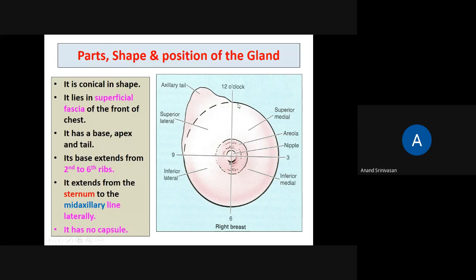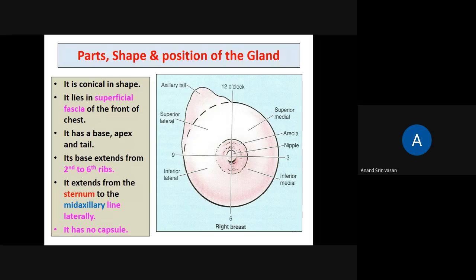The base extends approximately from the second rib to the sixth rib, superior to inferiorly. From medial to lateral, it extends from just lateral to the sternum, the lateral border of the sternum, until the mid axillary line.